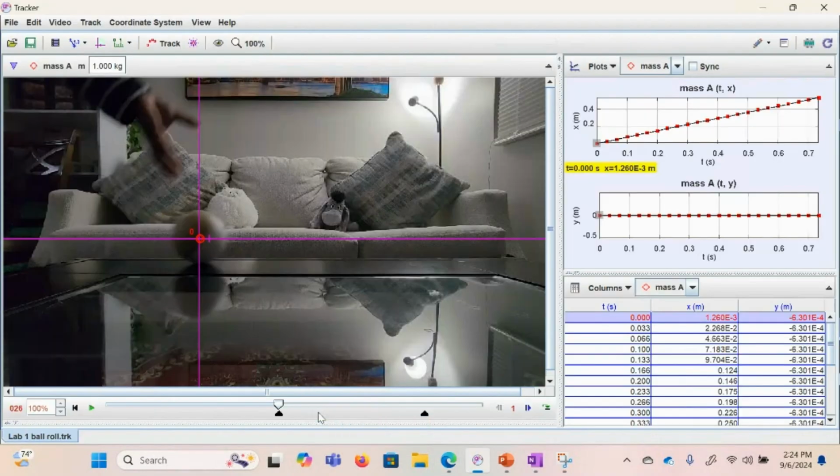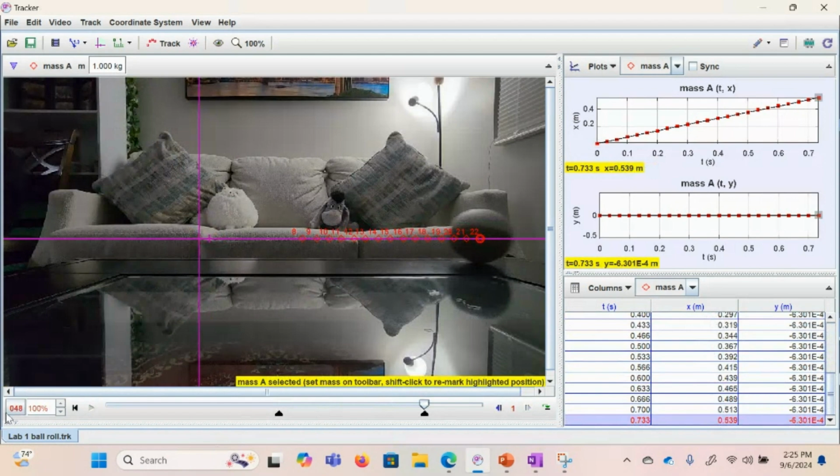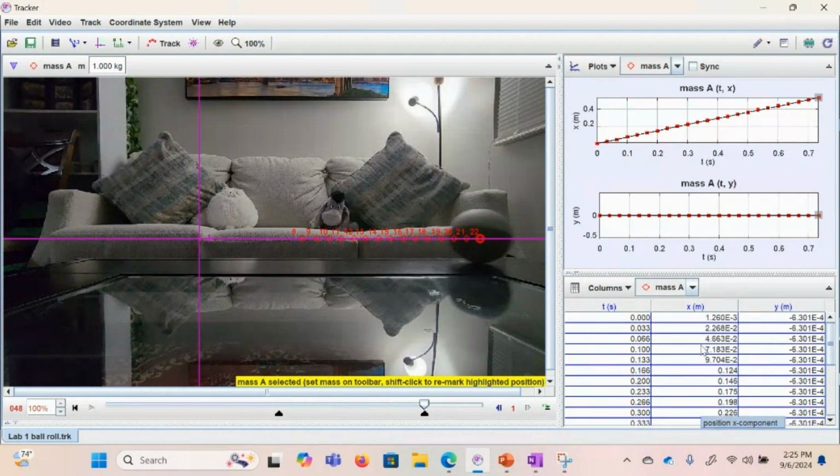We use Tracker to do a frame-by-frame analysis of the foam ball. As we play the video, the frame number and position points update. Here's the number of frames. The dots represent the new position of the ball after each frame. And then this is the graph that has been made with these data points.